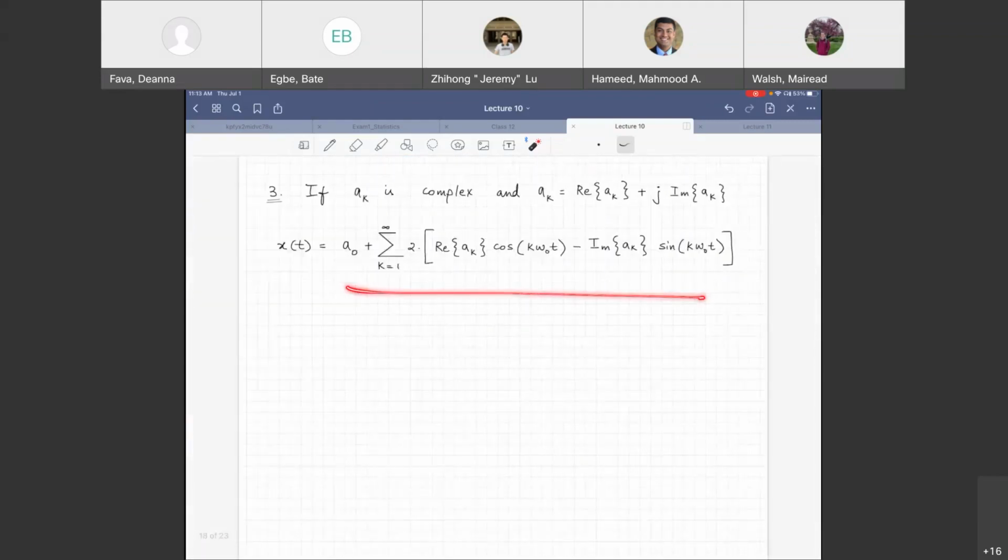Now, if you represent it in this way, it becomes easier to directly compute a sub 0, b sub k, c sub k. Because b sub k is going to be this, and c sub k is going to be that multiplied by 2. You see that? B sub k is the trigonometric Fourier series coefficient for the cosine terms. These are your cosine terms. So it would be 2 times the real part of ak, that's your bk. And your ck is for the sine terms: 2 times negative imaginary part of ak.